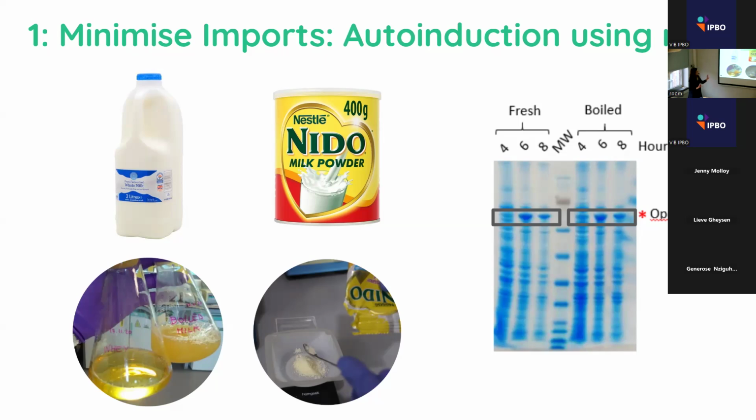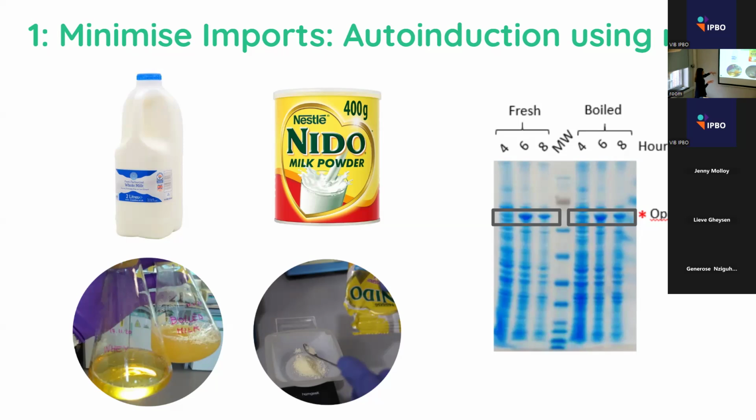So typically, the canonical expression protocol is you use something called IPTG, which is a chemical, but it's basically a derivative of allolactose, which is itself a derivative of lactose. So you can basically use lactose. It has some disadvantages, but we use what's called an autoinduction protocol. I won't go through how autoinduction works, but please ask me afterwards if you're interested.